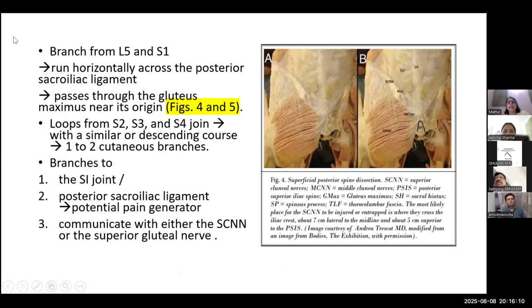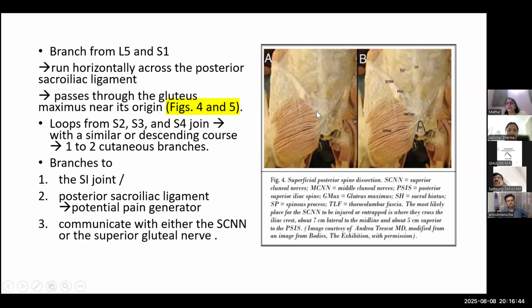So the branch from L5 and S1 can run horizontally across the posterior sacroiliac ligament and passes through the gluteus maximus near its origin. So if you see this slide, it passes through the gluteus maximus near its origin, and the loops form from S2, 3, and 4. They join with a similar or descending course and form 1 to 2 cutaneous branches.